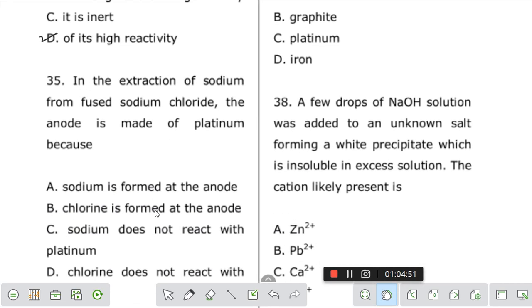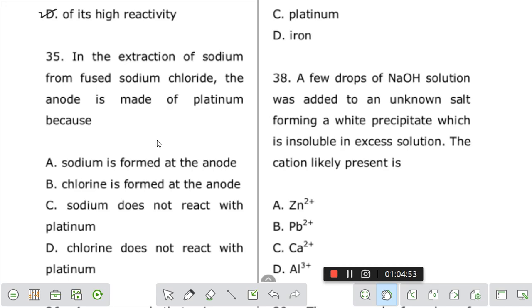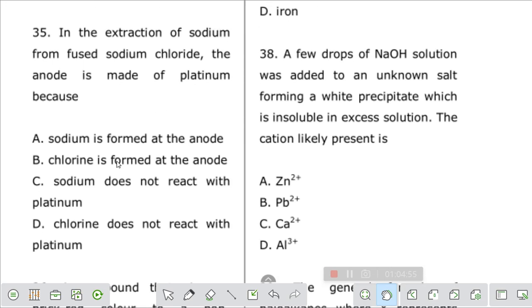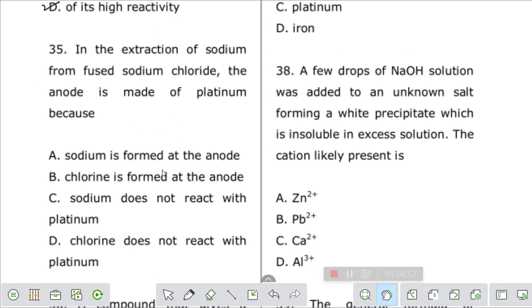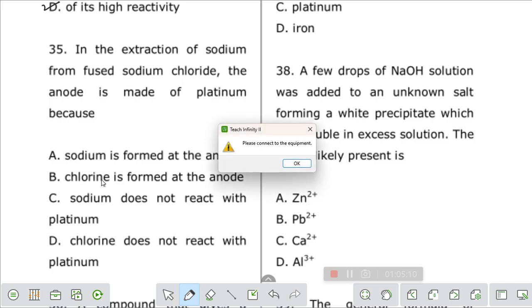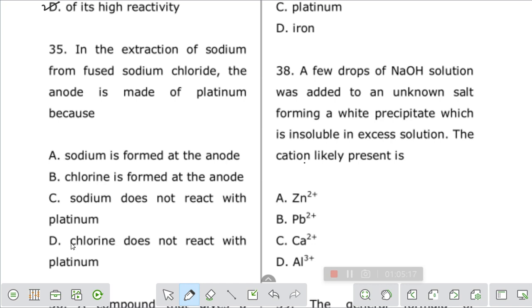So now look at this. In the extraction of sodium from fused sodium chloride, I taught you this in electrolysis, the anode is made of platinum because: A, sodium is formed at the anode; B, chlorine is formed at the anode; sodium does not react with platinum; chlorine does not react with platinum. So what is the answer?